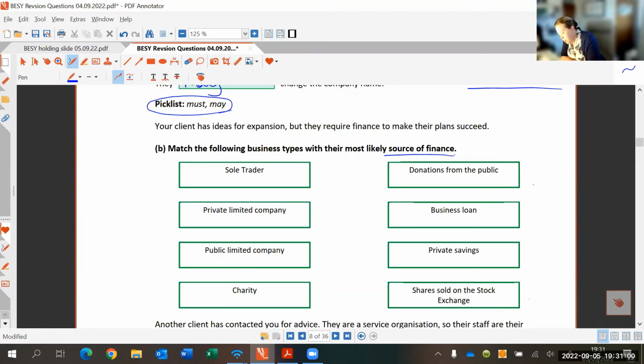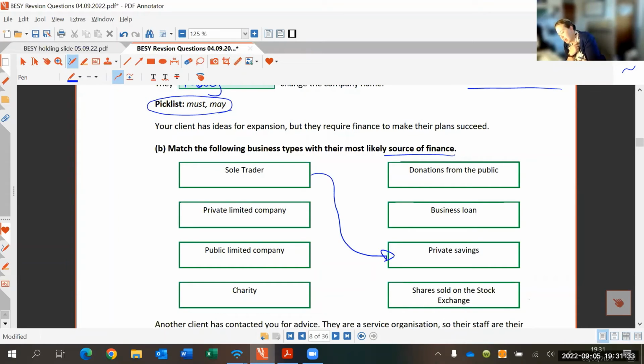So yeah, for your sole trader, you are really limited to private savings. You're not going to be big enough to have donations from the public. You may get a business loan, but it depends. And you aren't going to be able to get shares on the stock exchange, because that's very much limited to one particular type of company. Any others that we can think of? Well, it's probably only going to be that one.